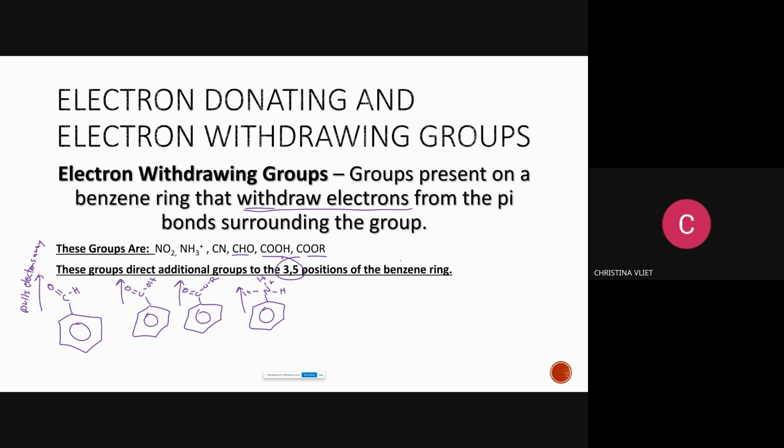So if I have one of these present, it means that any group that's going to be added now is going to be added to position 3 or 5. And so let's take a look. Let's do, I don't know, benzoic acid. That's a common one from Cambridge. Benzoic acid, we're going to add, let's do this one: Br2, FeBr3. Where would the bromine add?